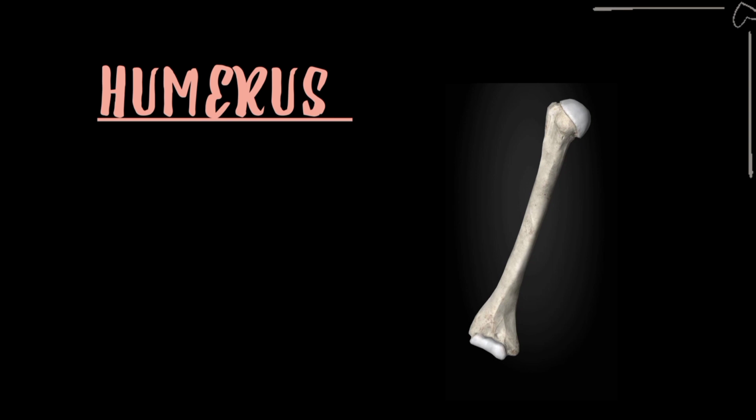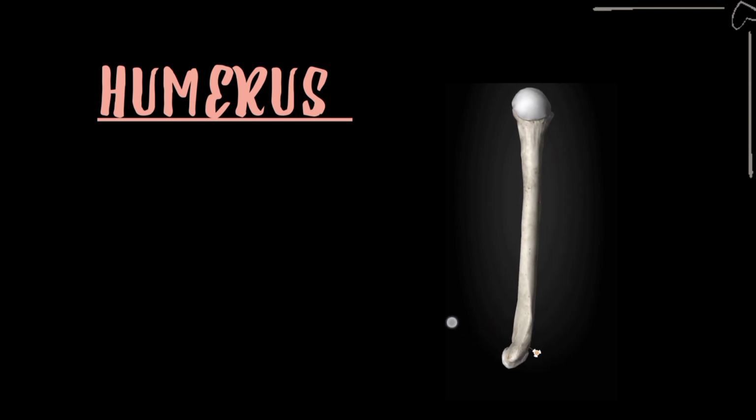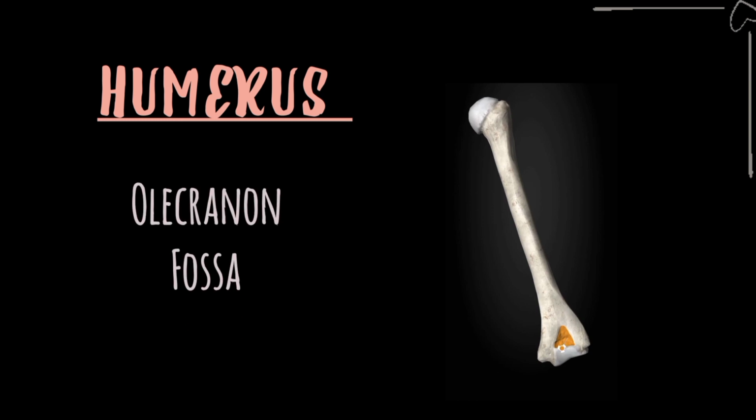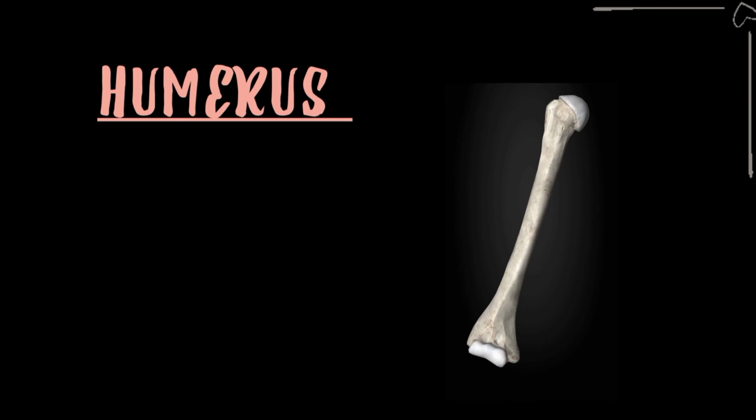And if we rotate the humerus bone and take a look at the posterior surface, here is also a fossa which is termed as the olecranon fossa. So this is all about the osteology of the humerus bone. I hope you understand it very well.